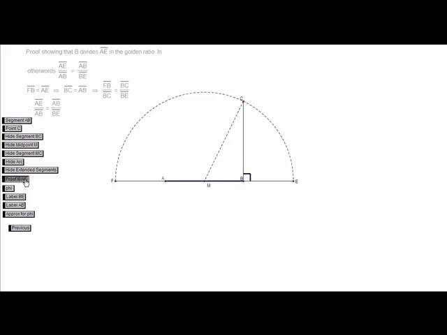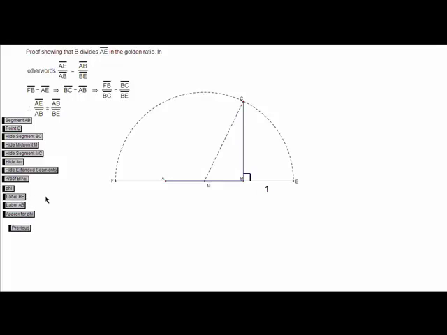First I need to prove that B divides AE in the golden ratio, which will help me find the value of phi. In other words, I need to prove that segment AE over segment AB equals segment AB over segment BE. So with the construction, you can see that segment FB over segment BC equals segment BC over segment BE. Therefore, we have proven that B divides AE.